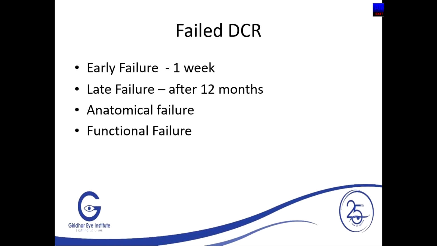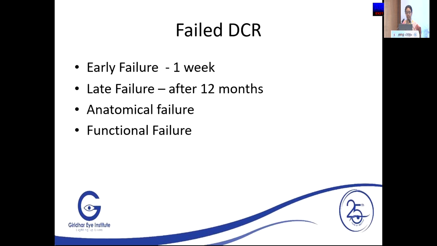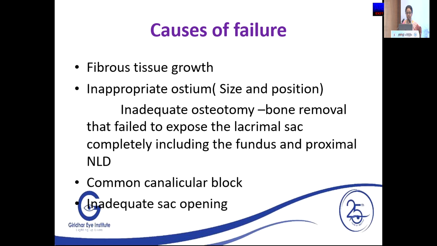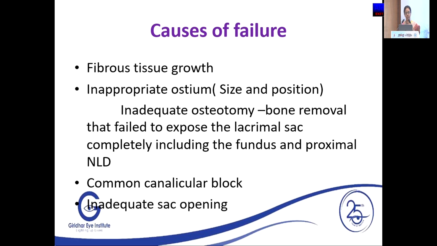Failed DCR is a big challenge in our lacrimal clinic. In this talk, I deal with three things: what are the causes, how will you evaluate, and how will you manage. Failed DCR can come to you even in the first week of your surgery, and late failure can come even after 12 months. On average, the literature says around 4 months is the failure time, and it can be either an anatomical failure or a functional failure. So first we will analyze what the causes are.